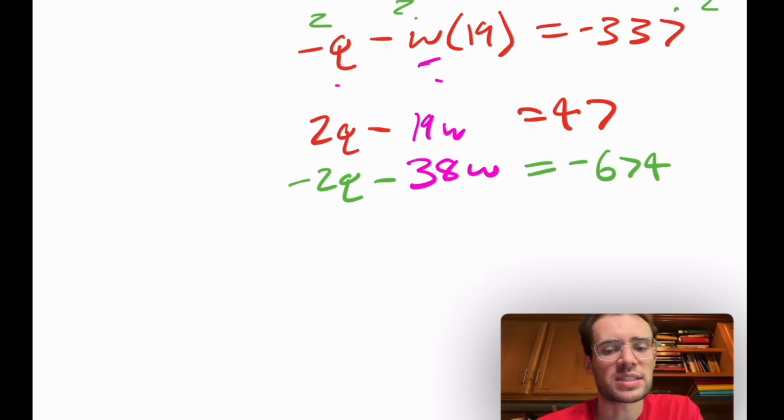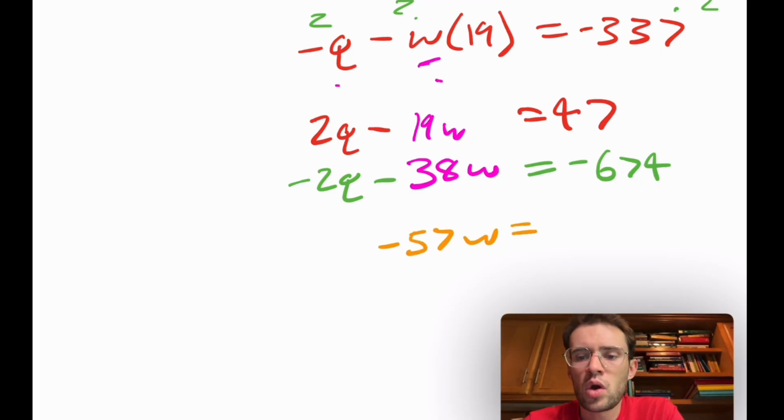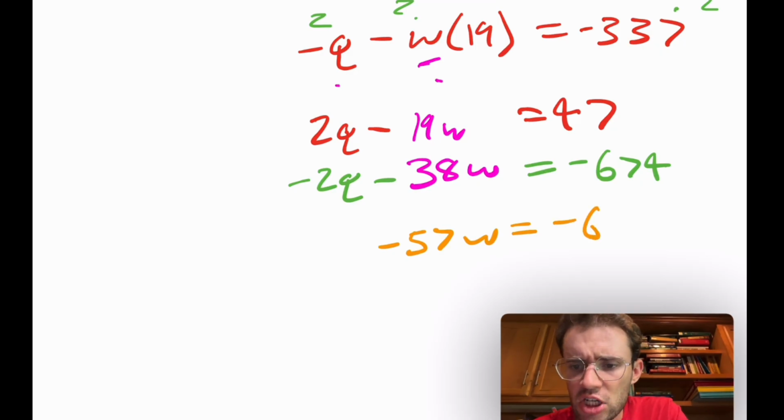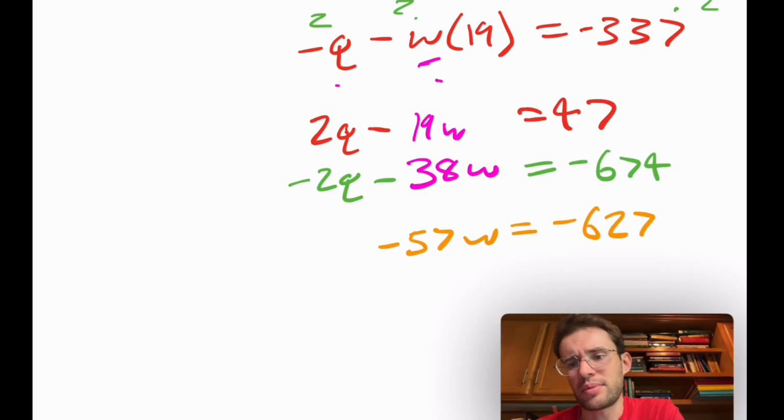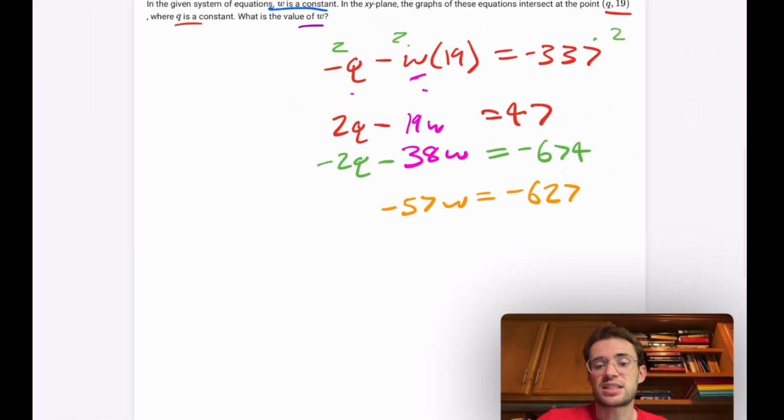We get 2q plus negative 2q is 0. Those cancel out. Negative 19w plus negative 38w would give us negative 57w. And that would be equal to 47 minus 674, which would be negative 627. Think of it basically as 674 minus 47. That's how much you have to take away to get it down to 0, and then you have another 627 to go below 0. So we've got negative 57w equals negative 627.